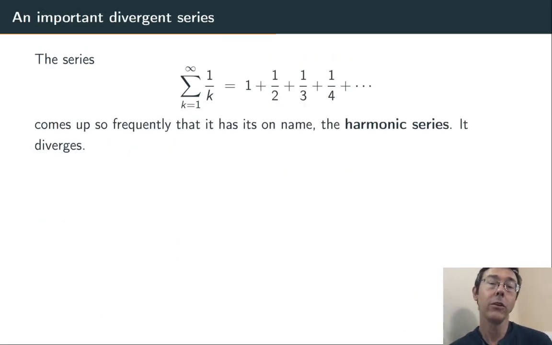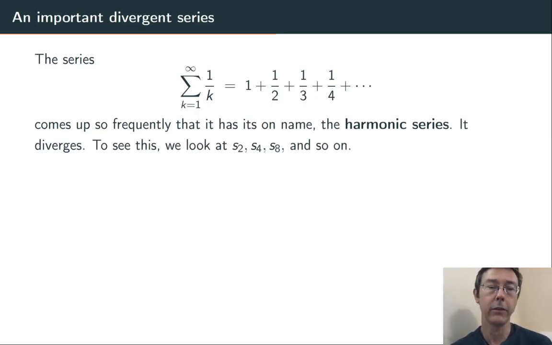Perhaps the single most important example of a divergent series is the harmonic series. This is just the sum of the reciprocals of all the positive integers. 1 plus a half plus a third plus a fourth, and so on. If you keep adding up elements of this series, you can get as big a number as you like. It happens slowly, but you will eventually get to as big a number as you like. Let's briefly see why that's the case.